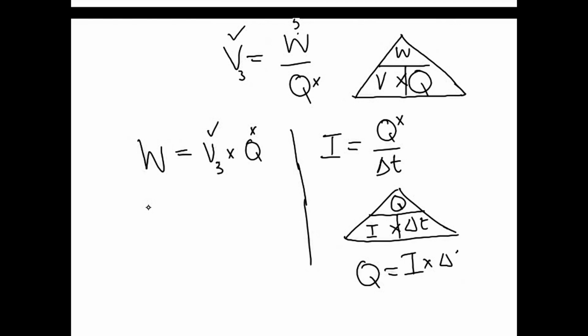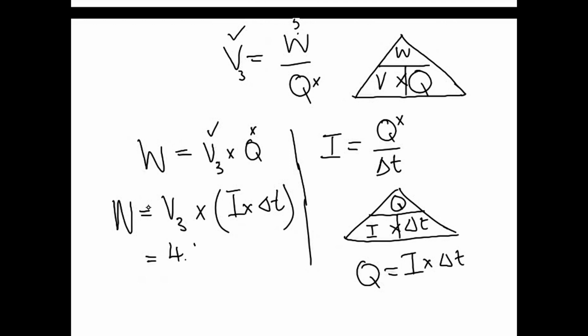So now, if I have the work done, I have the potential difference multiplied by, in the place of Q, I multiplied by delta T. And I have V3, I have the current, I have delta T, I'm done. I can just do the calculations, right? So V3, what is the potential difference? We said it's 4.5 multiplied by, what is the current? The current is 2 multiplied by the delta T, which we said is 3.